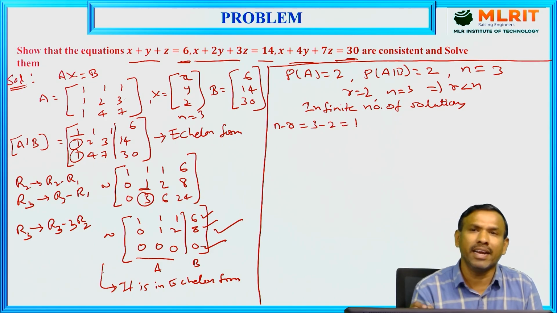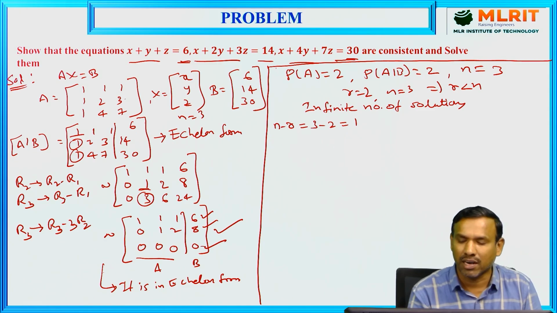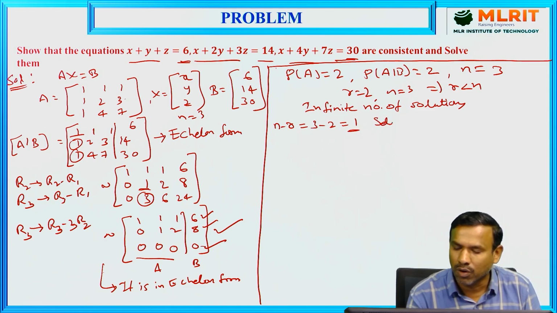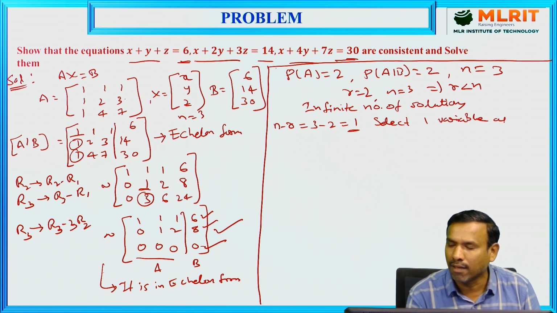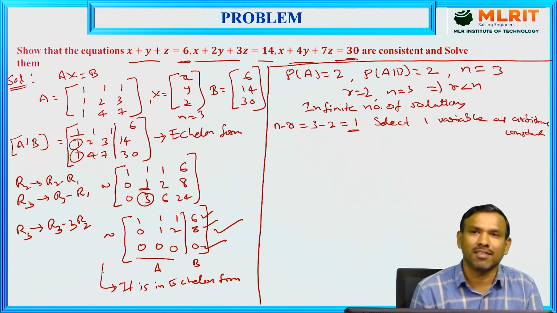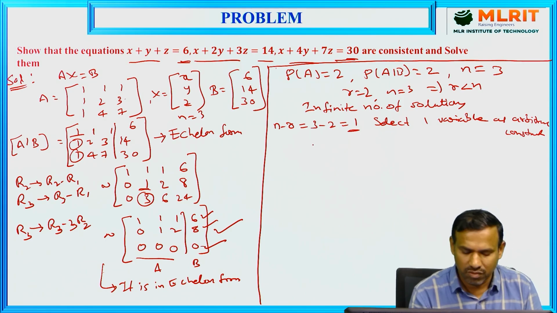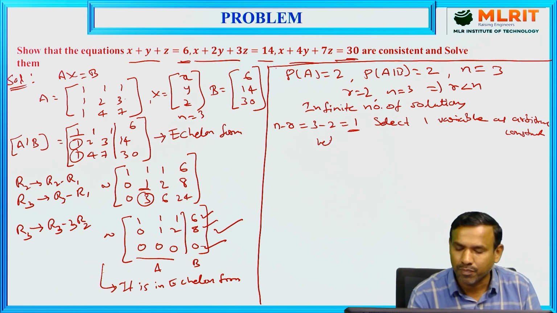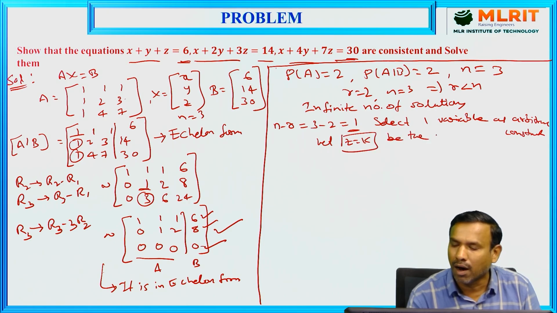Now what is 1? 1 indicates you have to select one variable as an arbitrary constant. Constant can be any value. So k can take any value, arbitrary constant. Suppose I am taking one variable; generally the third row is missing, so you can take z is equal to k. But there is no rule, you can take x is equal to k or y is equal to k. Generally here the last row is missing, so let z is equal to k be the arbitrary constant.